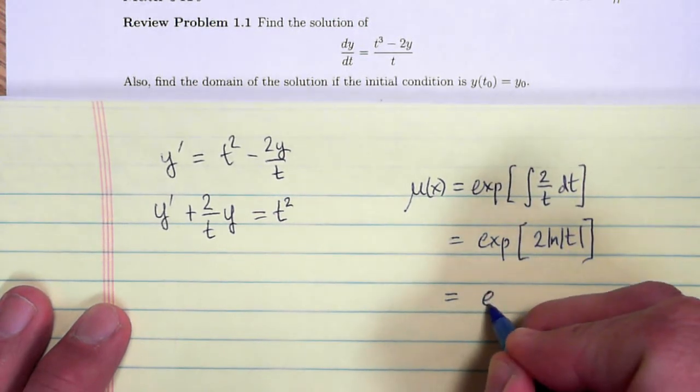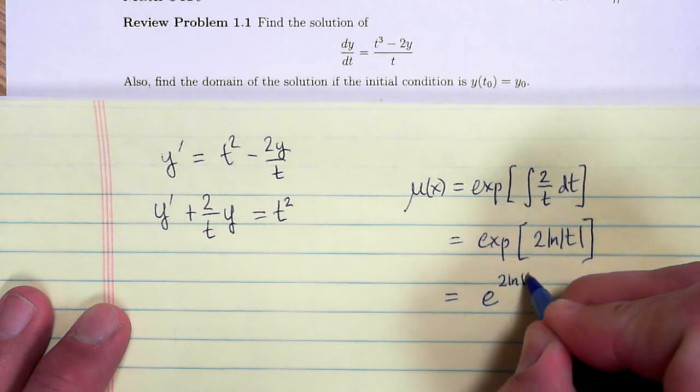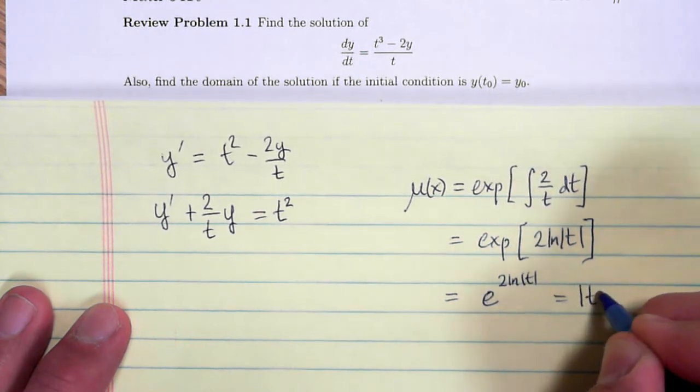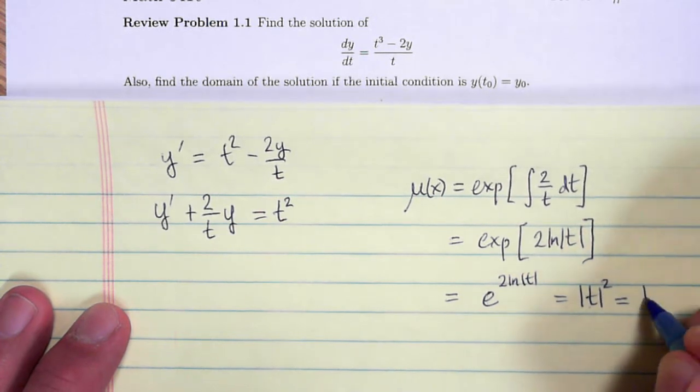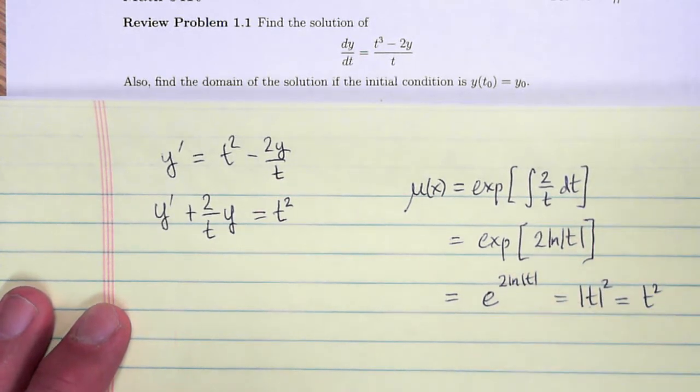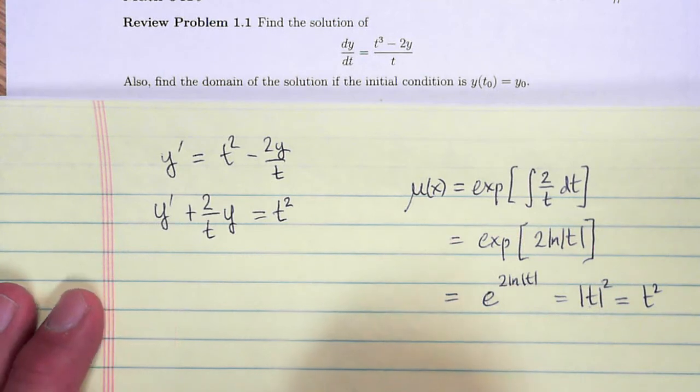which is equal to e to the 2 natural log t like this. So that's equal to absolute value of t squared by the laws of exponents, and absolute value of t squared is just t squared all by itself. Okay, so that's that part of the answer.